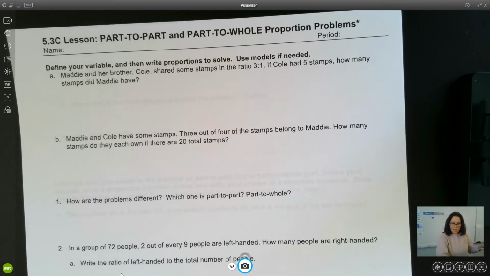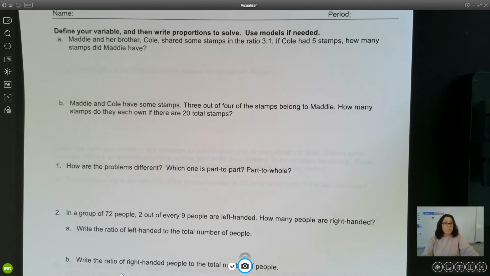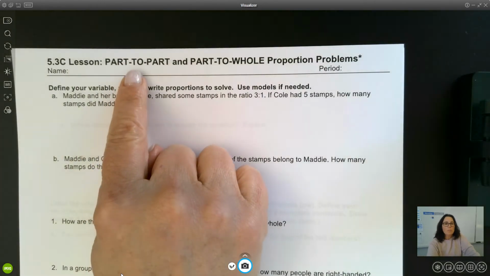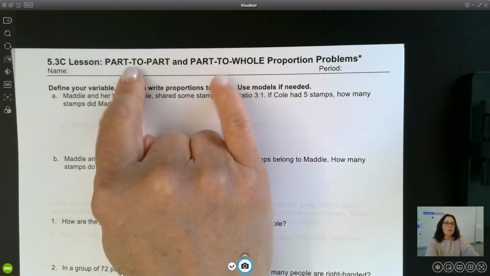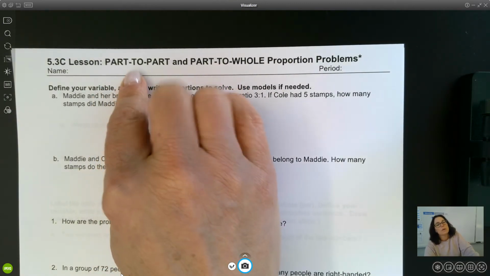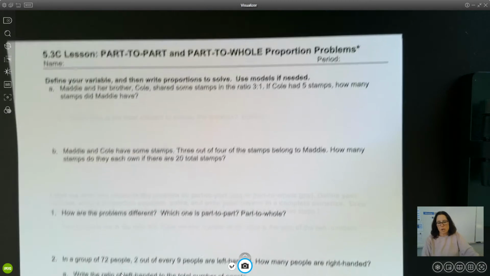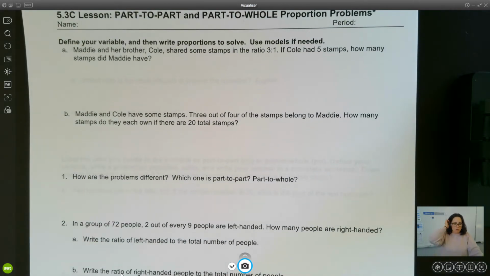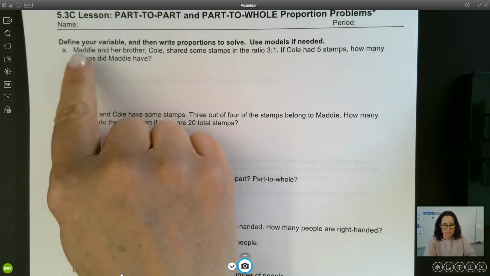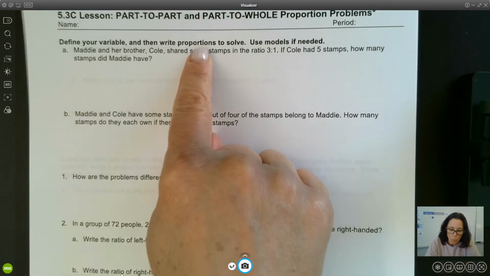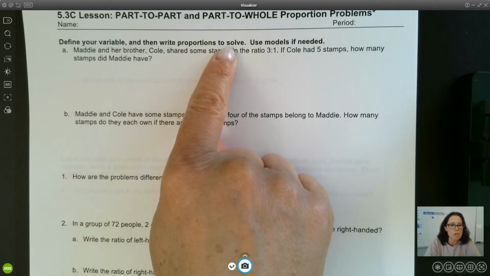Alright, guys, so 5.3C, we're really focusing on these proportions in solving these problems. And we are really focusing on parts and wholes, so part to part and part to whole relationships. There are usually multiple ways to solve these problems, so we're going to be talking about how we go about that: defining our variable, writing a proportion, and solving it.